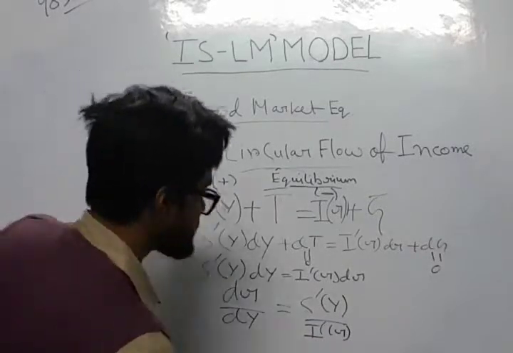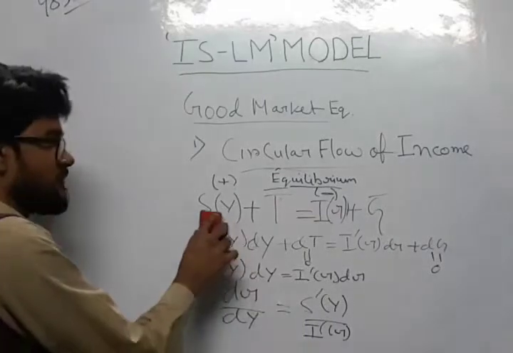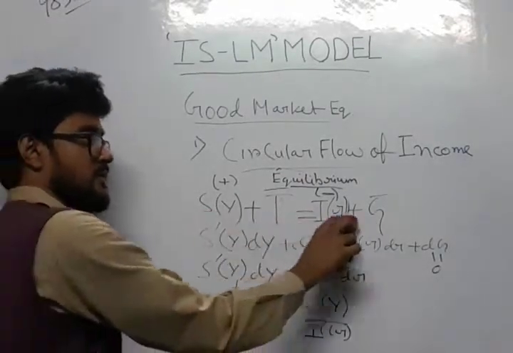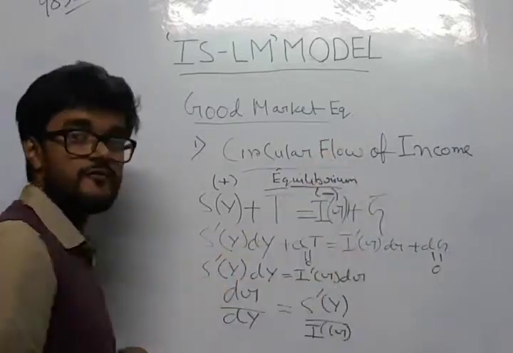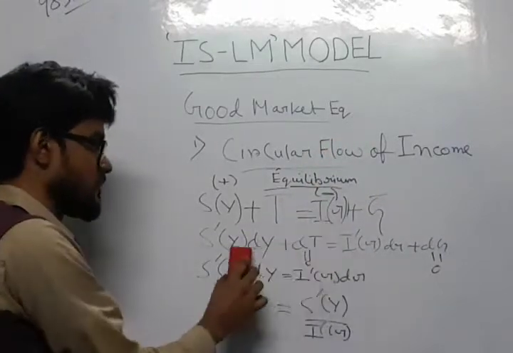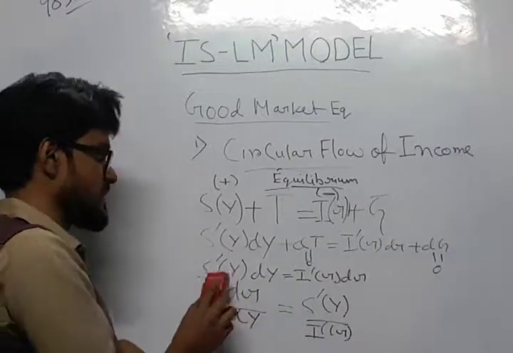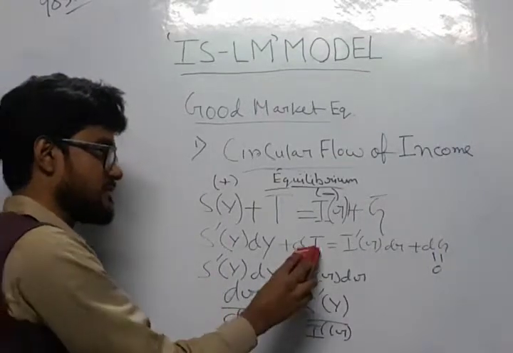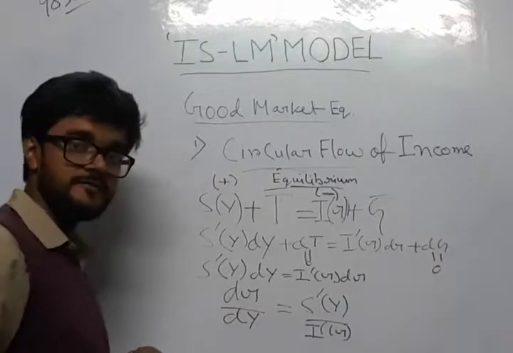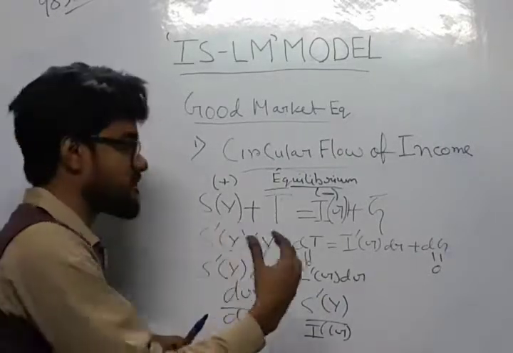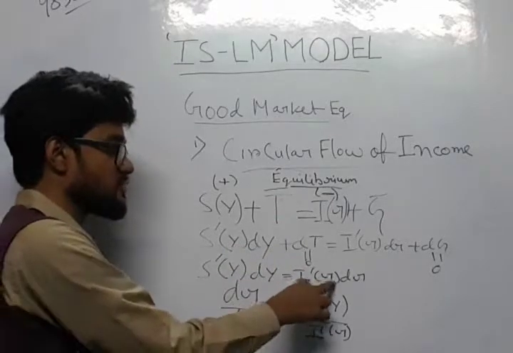So I'm rewriting it again. What we did here: we first wrote the equation that we got from the circular flow of income. From this equation, we took the first order differentiation of the entire term, the total differentiation. Then these two terms we assumed to be 0, so they vanished from the equation, and we are left with these two terms.